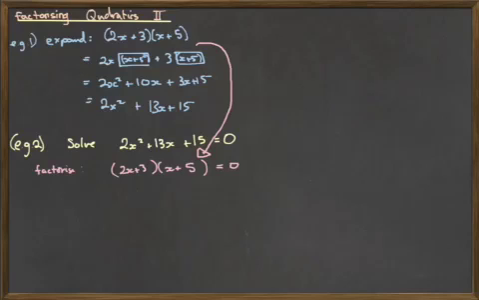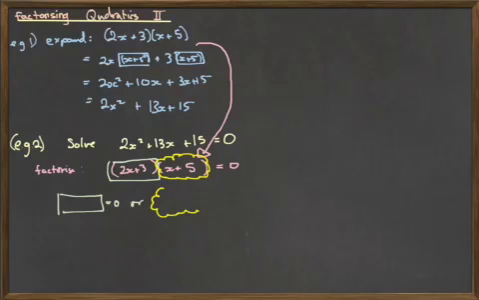Continuing then, we know from the previous video we could put this in a box and this in a bubble. So we know that if we have box times bubble is 0, that means that box is 0, or the bubble is 0. The box in this case is 2x plus 3, and the bubble is x plus 5.